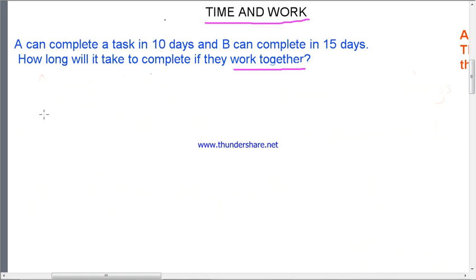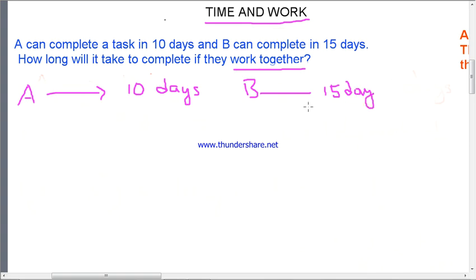So A can complete the task in 10 days. So I'll write A. Since I'm using a mouse to write, writing a word will be very difficult, so I'll use this arrow which will indicate A completes the work in 10 days. Similarly, B can also complete the work in 15 days. Now they're asking how long will they take to complete the work if they work together.